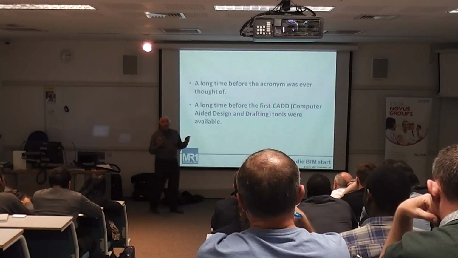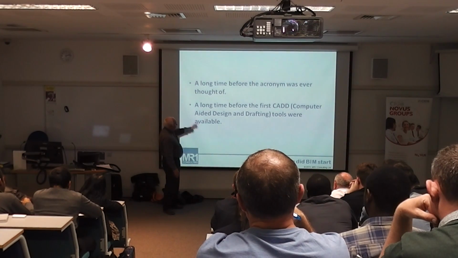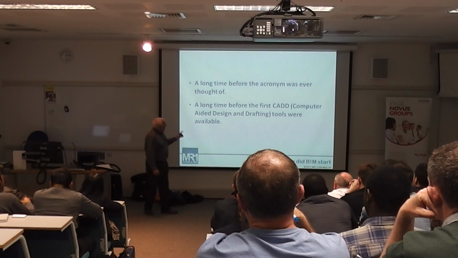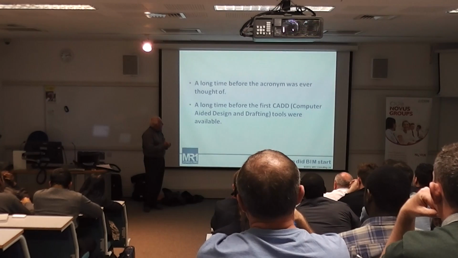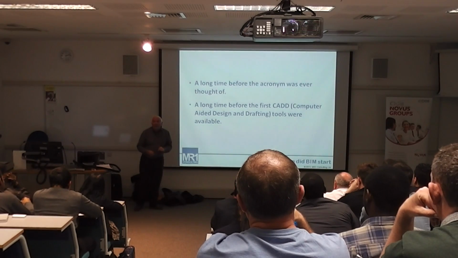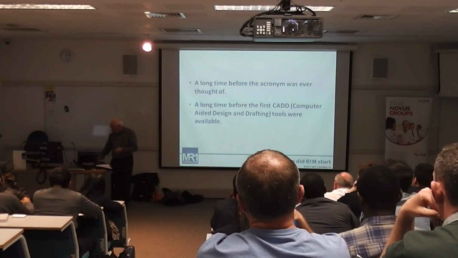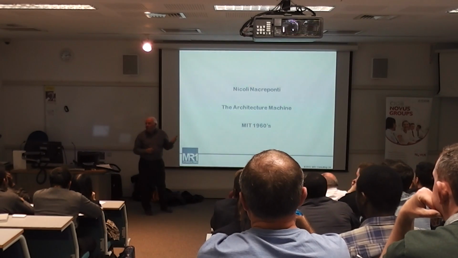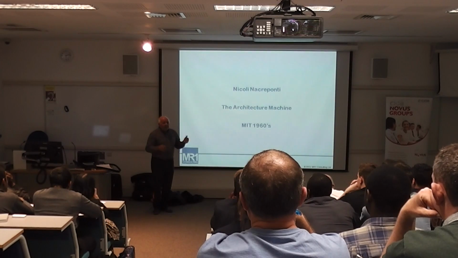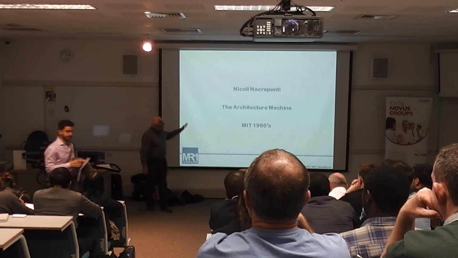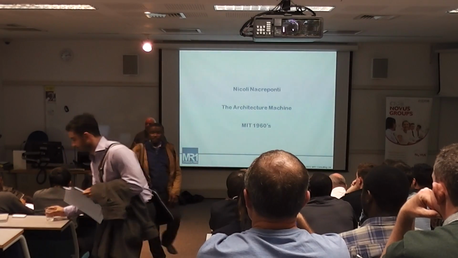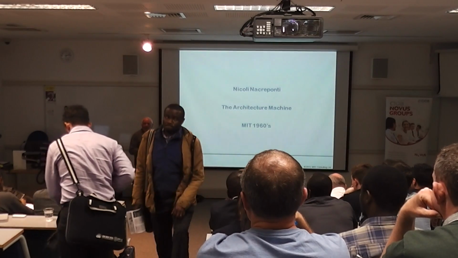Once again, throwing away this BIM thing. A long time before the acronym was ever thought of, a long time before the first computer-aided design and drafting systems were available, people were actually working at MIT. A man called Nicholas Negroponte, if anybody wants to look him up. He does have a little book called The Architecture Machine, which used to sell at around about £3 a copy, now sells for about £350 a copy if you can find one.